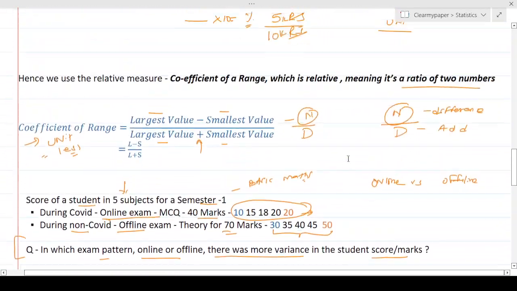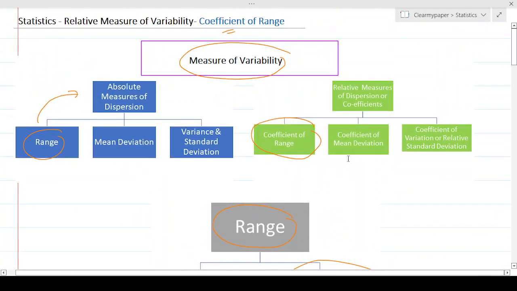So that's a wrap up on this, and I'll see you in the next episode. We have covered range and we also covered coefficient of range. So we are making good progress on both sides. Thank you.